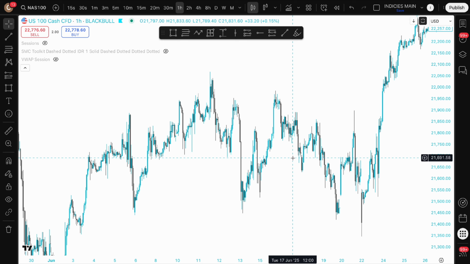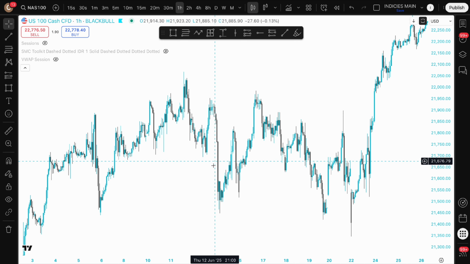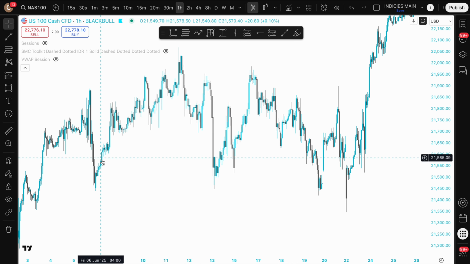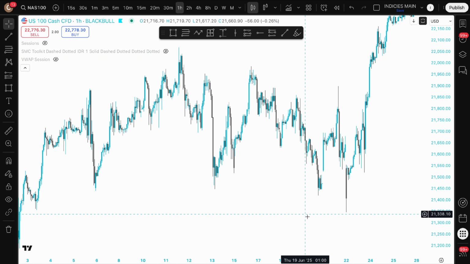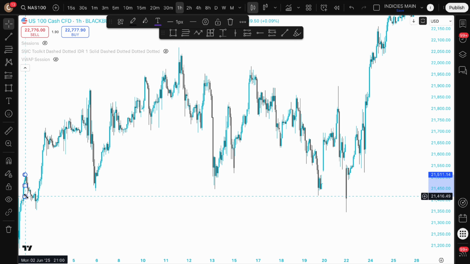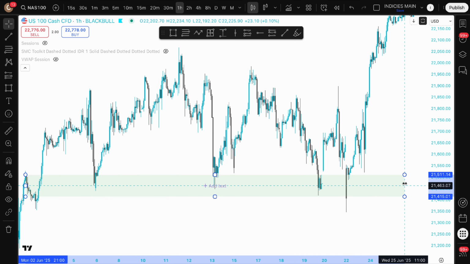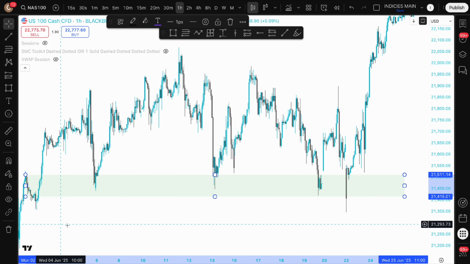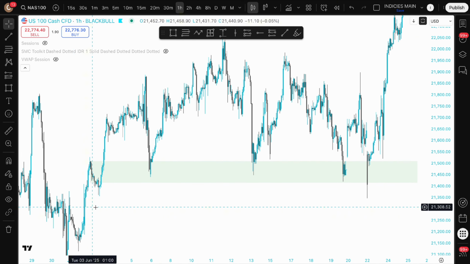So to jump straight into the charts, guys, we're looking at the Nasdaq chart on the hour, and as you can see, price is pretty much going sideways. So what can we see? To break this down further, we can see that there's a clear support level here, which basically means that's an area, a line, or a zone.